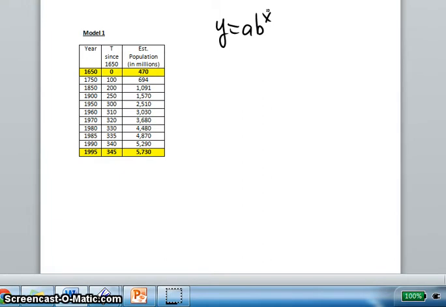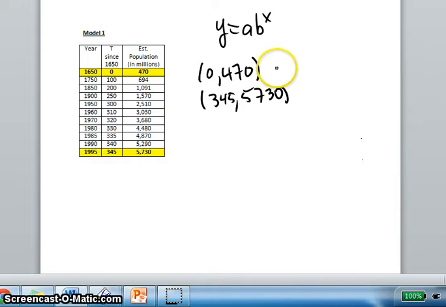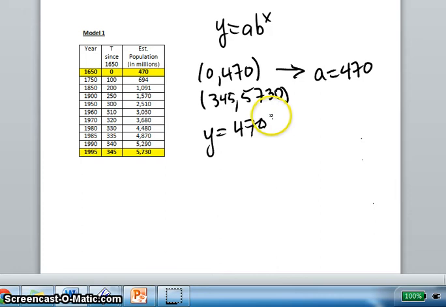So the first model I'm going to make here is going to take the first and the last point. So basically 0, 470. And remember, that's in millions of people. And the second point is going to be 345 for time and 5730. That's also in millions for population. Immediately we can see here, without doing any calculations, that our initial value is 470. So our equation looks now like 470 times b to the x power.